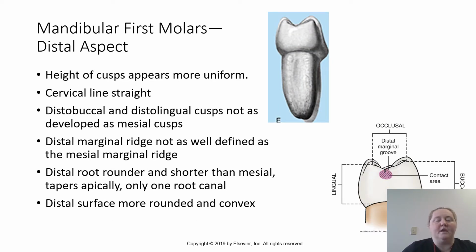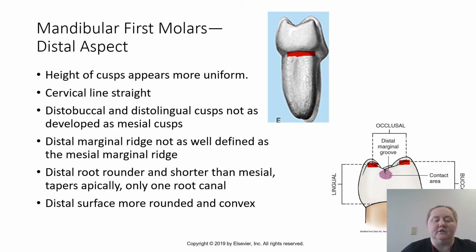All right. On the mandibular first molars, the distal aspect, the height of the cusps appears more uniform, so they're going to be a little more level. You can see that here and here. Okay. The cervical line is straight. You can see it a little more on this picture than the other.